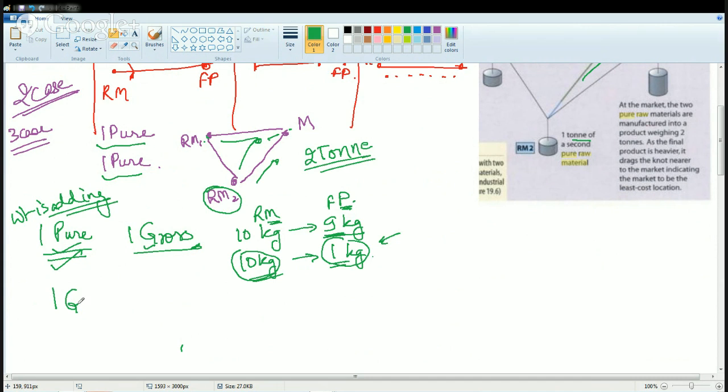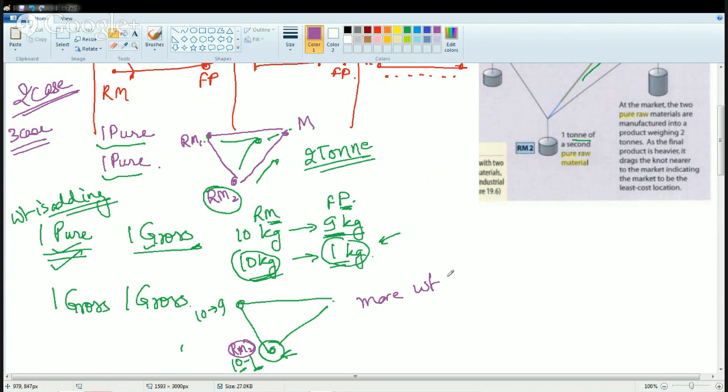Now what is happening if I have one gross raw material and another raw material which is also gross? So I have two gross raw materials here. If the weight loss here is 10 to 9 and here is 10 to 1, I would try to locate my industry towards this point because the transportation cost would become less, because 10 kilos is converting to 1 kilo. So I would be locating closer to the raw material which is losing more weight. Where a more weight-losing raw material is there, my industry would be closer to that point.